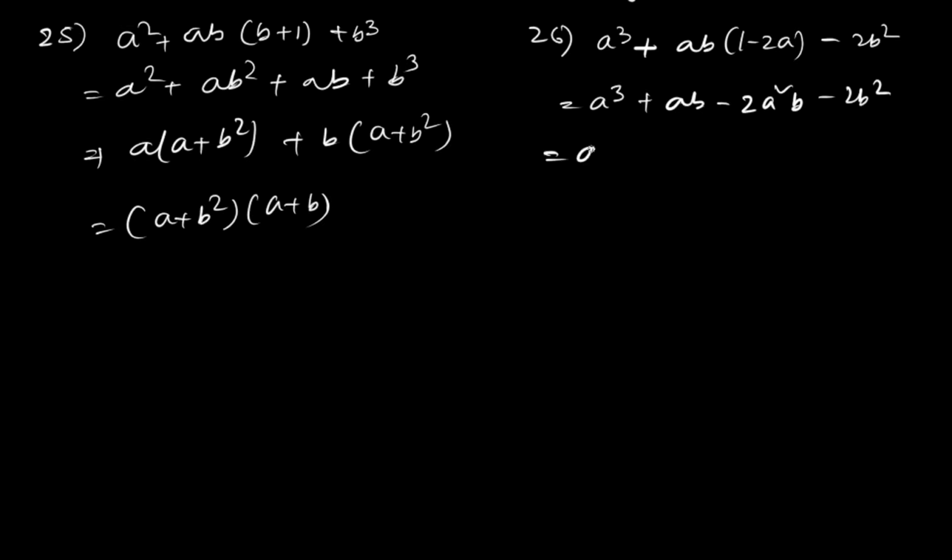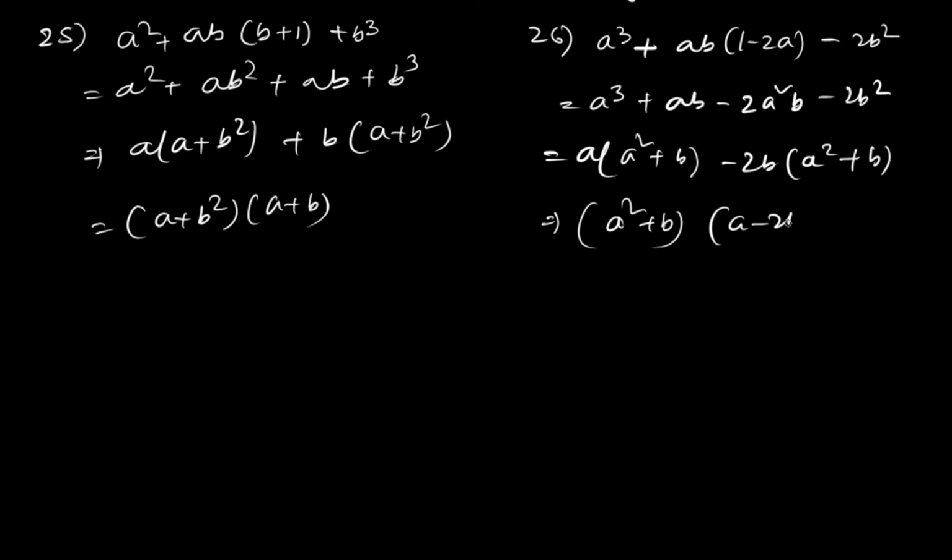I can take a common, it will give you a square plus b. I can take 2b common, it will give you a square plus b, because as I have taken minus 2 common, each term should change its sign. So a square plus b into a minus 2b. That's the answer for the 26th one.